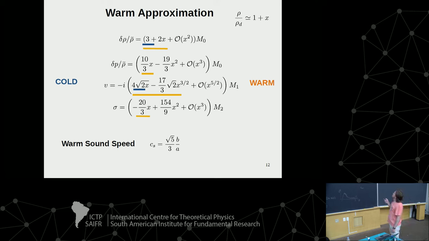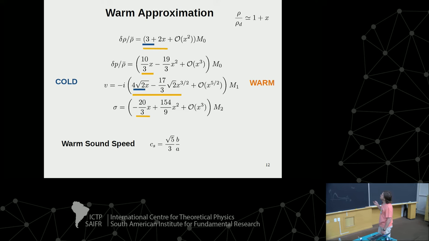So the idea is I expand rho over rho d as 1 plus x, with small x, of course. And then when you do that, you get order 0 here and order x to the one half. This would be the cold description, the first terms that appear for a fluid. Then if you go one order higher here, you get pressure and an isotropic stress. You might also consider some correction here for V.